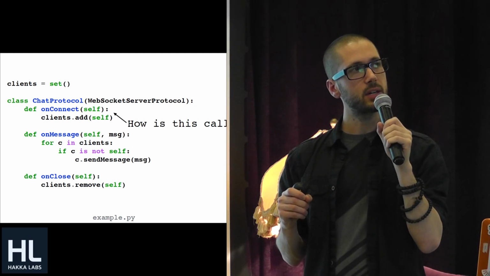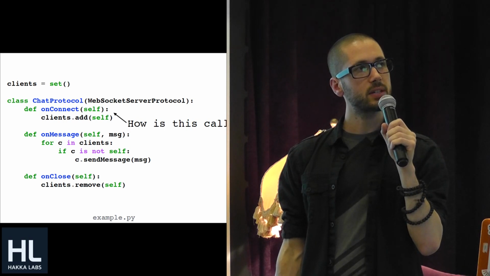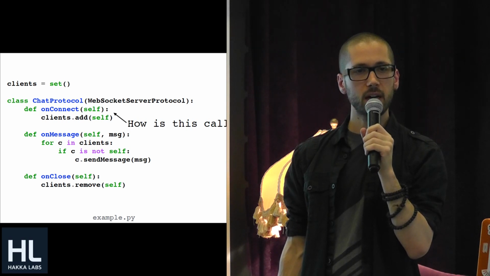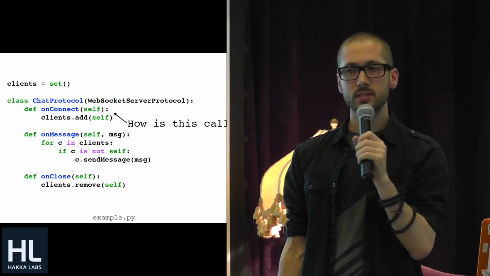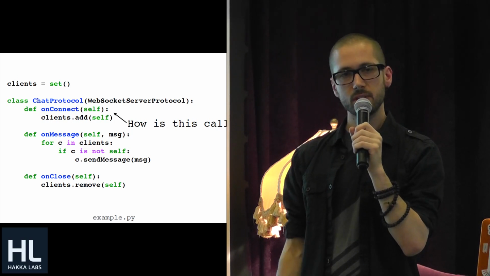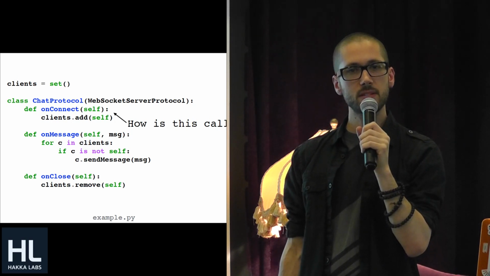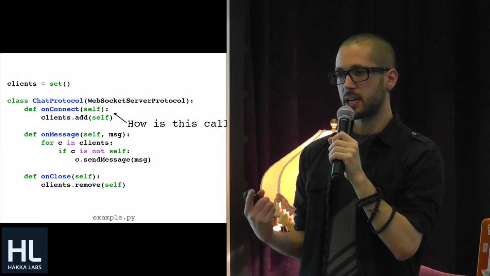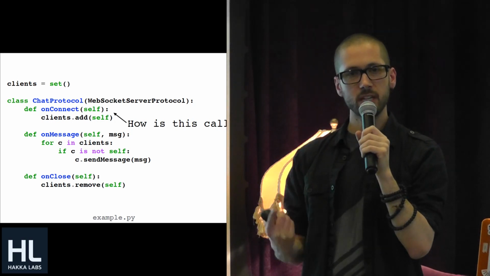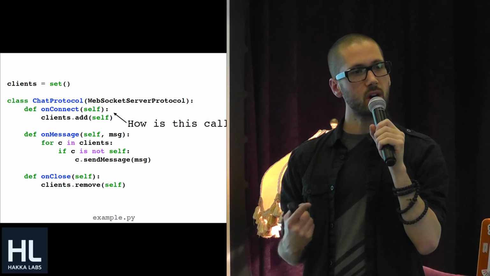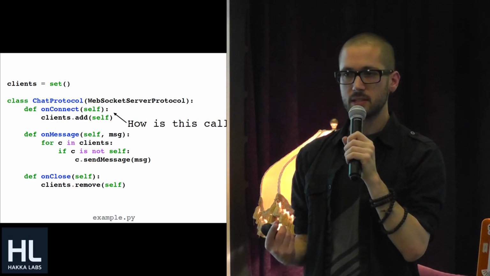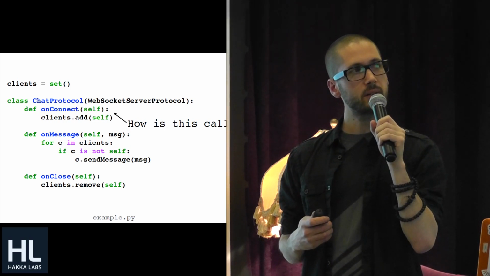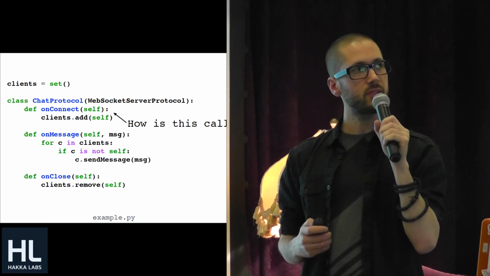It has a global list of clients, and it overrides 3 callbacks that are defined by Autobahn. One is executed when a new client connects, and we just add ourselves to the global list. The next happens when somebody sends us a message, and we just iterate through all the clients, and we broadcast the message to everybody except ourselves. And onClose is executed when a client disconnects, and we remove ourselves from the global list when that happens. So that's very straightforward.